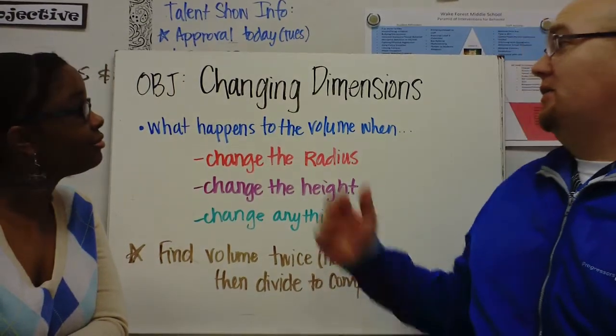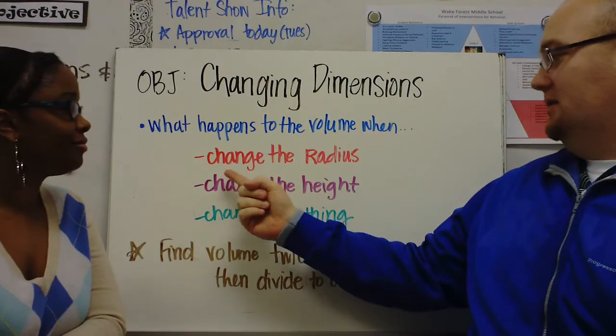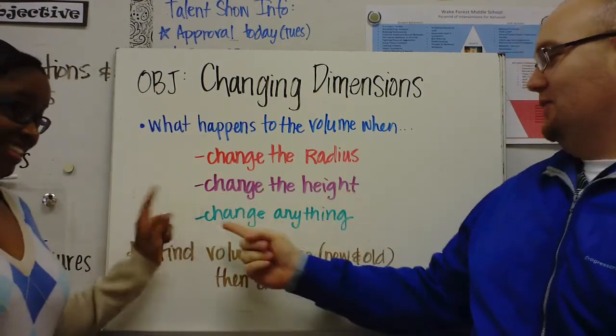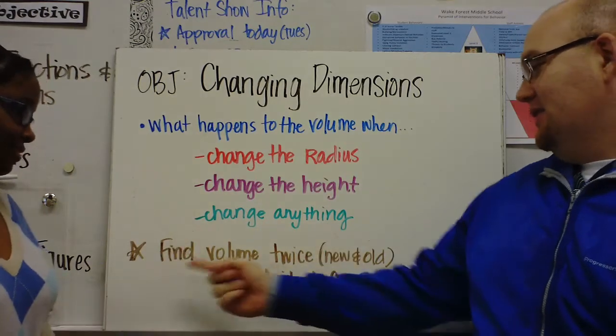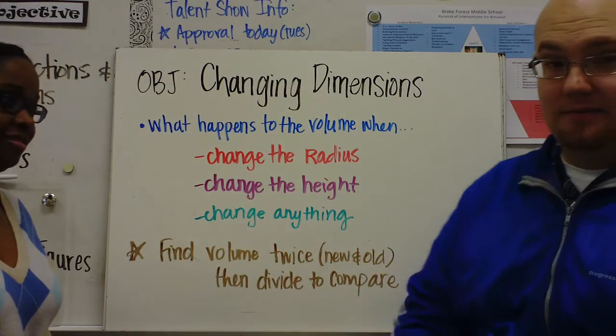Today we're going to talk about changing dimensions. What happens to volume when we change the radius, we change the height, we change anything? Find the volume twice, new and old, then divide to compare.